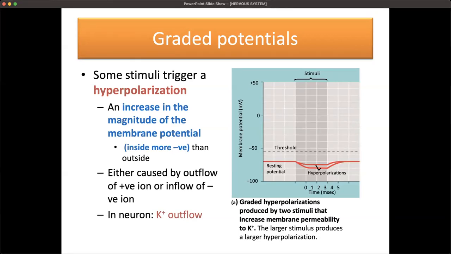But since we are talking about the neuron, there's a lot of potassium ion outflow from the neuron cells. So it's going to be even more negative than the resting potential. So why? What makes it like that? Because a larger stimulus produces a larger hyperpolarization.